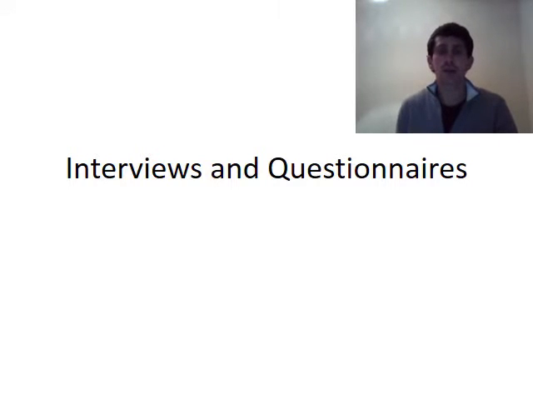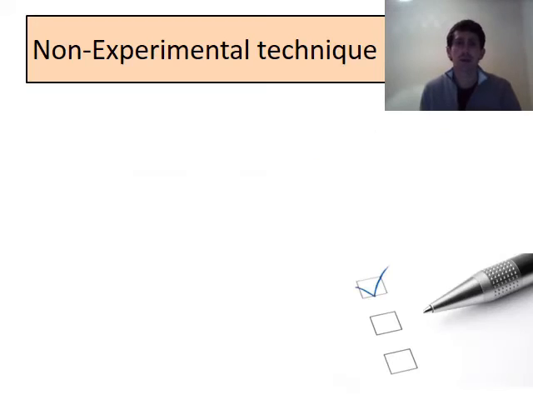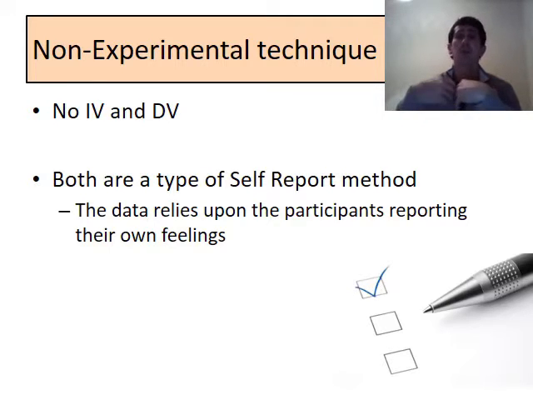This particular video is going to look at what questionnaires and interviews are. We'll have a look at one or two strengths or limitations, but we'll go through most of those in the class next lesson. So both of these are non-experimental techniques, and by that I mean there's no independent variable, there's no dependent variable. They are both self-report methods. So what we're relying on is the feelings and thoughts of the participants being given to the researcher.